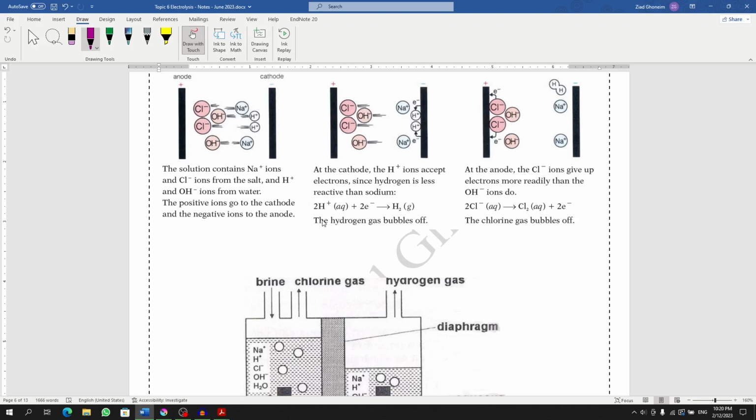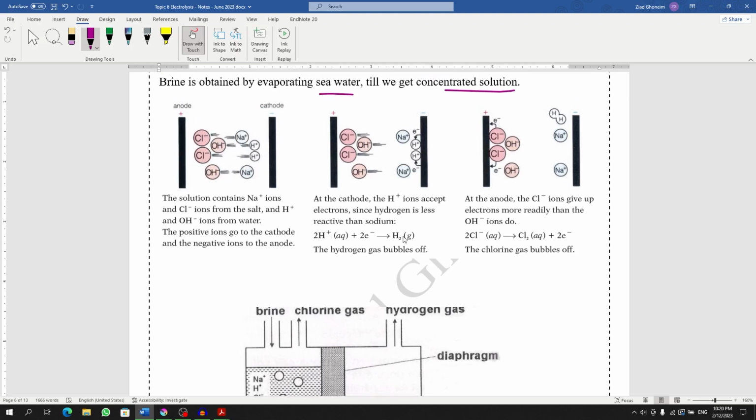So we have 2 hydrogen ions gaining 2 electrons, forming hydrogen gas, so hydrogen gas will be bubbling off at the cathode. While at the anode, we will have chloride getting discharged because it's more reactive. The chloride ion is more reactive than the hydroxide, so 2 chloride ions will lose 2 electrons, forming chlorine gas, which will bubble off at the anode, right?